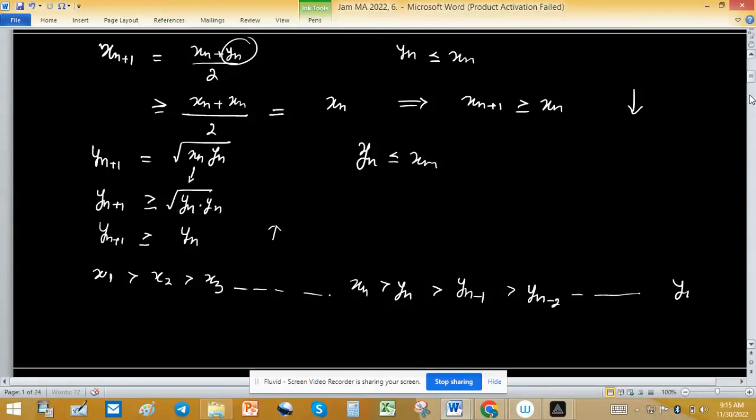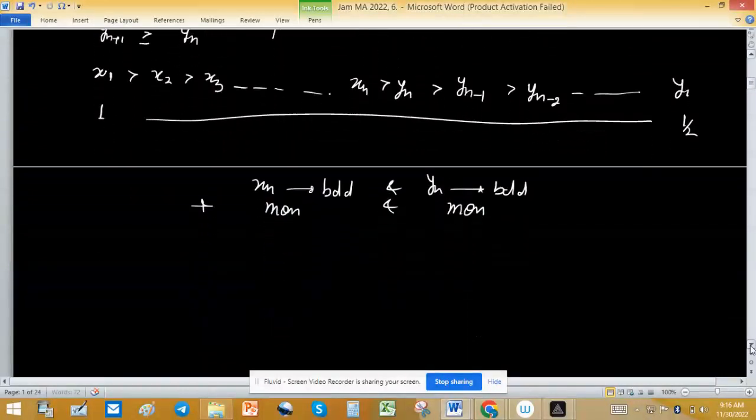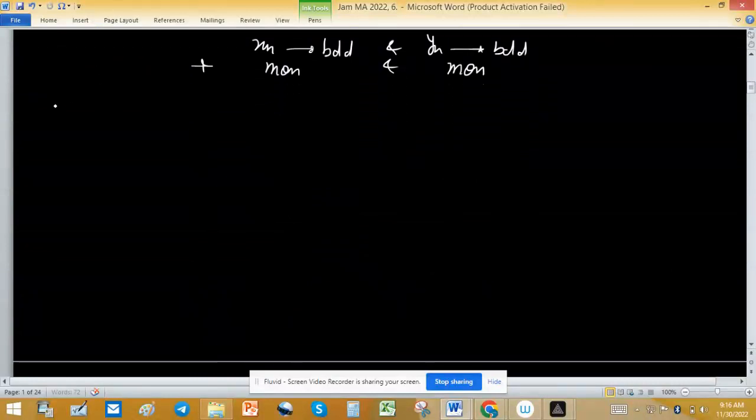xn and yn have some point. Xn is 1 and yn is half. So the other terms, x1 and yn, both are between 1 and half. It means xn is bounded as well as yn is bounded, plus xn is monotonic and yn is also monotonic. So xn and yn both are convergent. Monotonic plus bounded implies convergent.